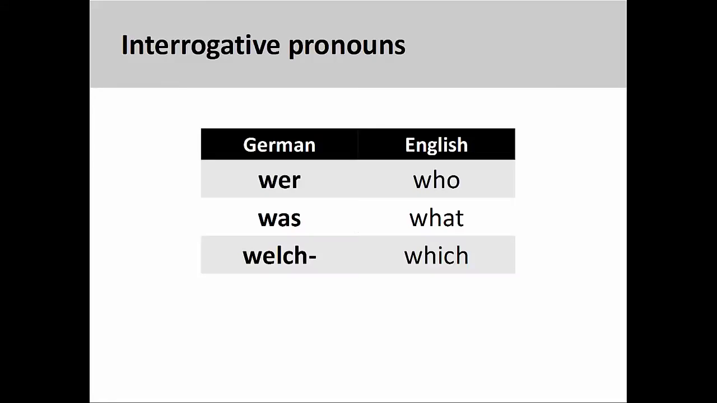There are different types of interrogative words. Interrogative pronouns can be used to ask questions about the identity of a noun. For example, wer, who, was, what, and welch, which, are interrogative pronouns. The endings for welch are determined by the case and gender of the noun it modifies. We will look at how to add these endings in a later presentation. Wer also has different accusative, dative, and genitive forms, which we will also examine later.